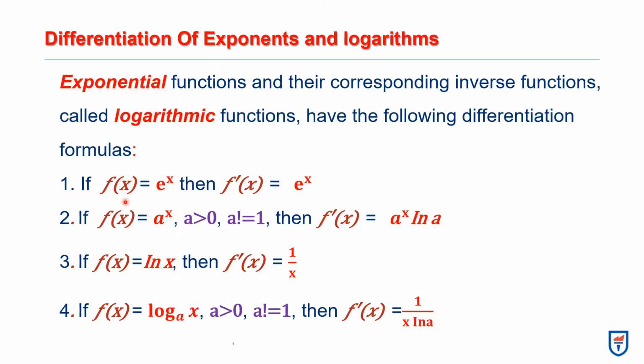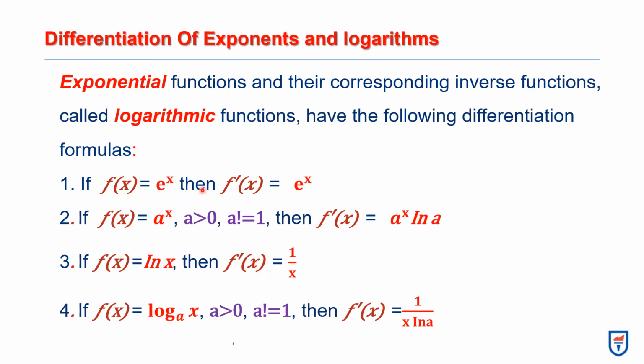The first one: if we have a function f(x) equal to e to the power x, then the derivative of e to the power x is e to the power x. What it means is that if we have an exponent with x as the power, we differentiate the power x, and with the result we multiply the same exponential. That's how we find the derivative of e to the power x.